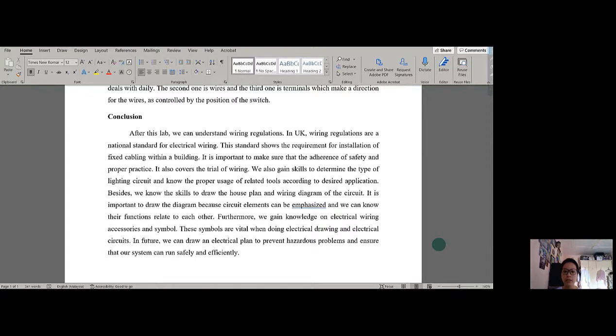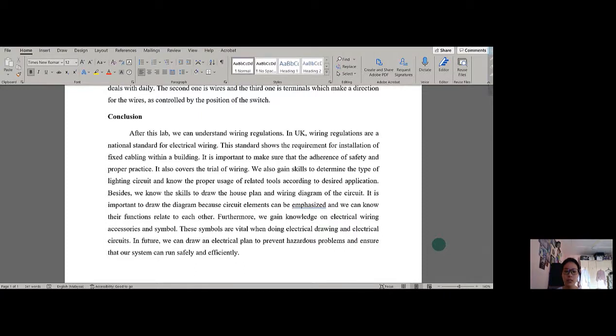We also gain skills to determine the type of lighting circuit and know the proper usage of related tools according to desired application. Besides, we know the skills to draw the house plan and wiring diagram of the circuit. It is important to draw the diagram because circuit elements can be emphasized and we can know their functions relate to each other. Furthermore, we gain knowledge on electrical wiring accessories and symbols. These symbols are vital when doing electrical drawing and electrical circuits.